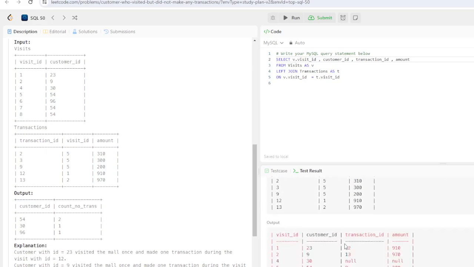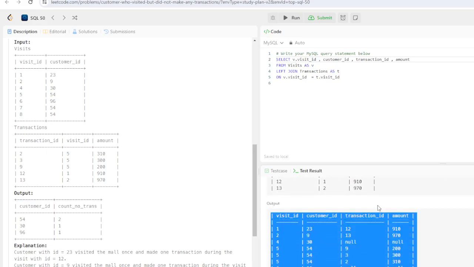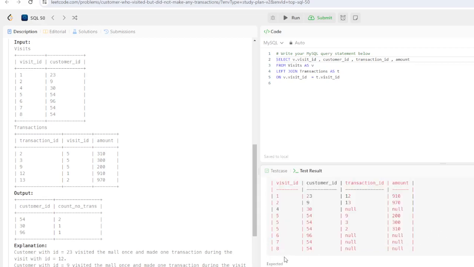All right, so we get this output, right? Now as you can see, for the visit ids that did not make any transaction, the transaction id will be null, and the amount will also be null. So this is very obvious, that if they have not done any transaction, then they don't pay, right?